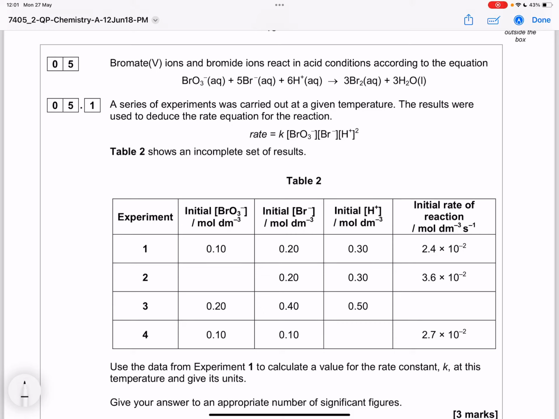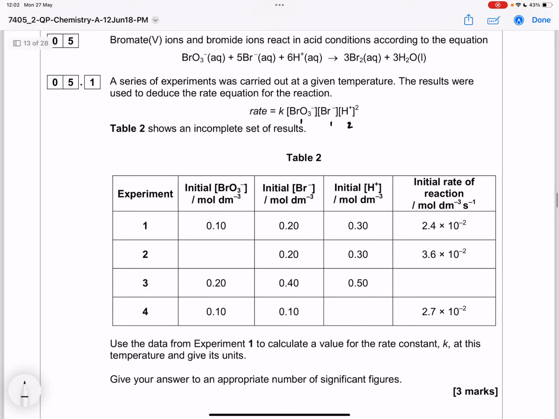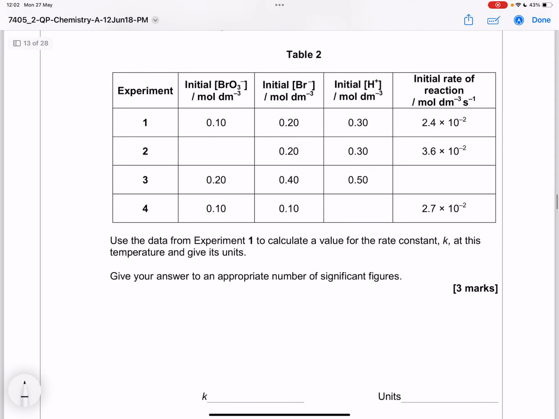Bromate(V) ions and bromide ions react in acidic conditions. A series of experiments were carried out and we've had a rate equation determined. It's first order, second order. Our first task is to use the data from experiment 1 to calculate a value for the rate constant k. So the first thing we need to do is rearrange the rate equation to say k equals. So we bring the concentration terms down underneath the rate.